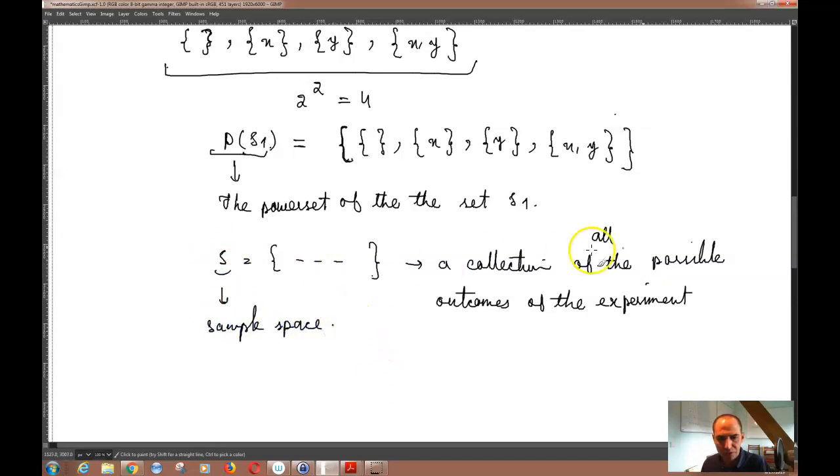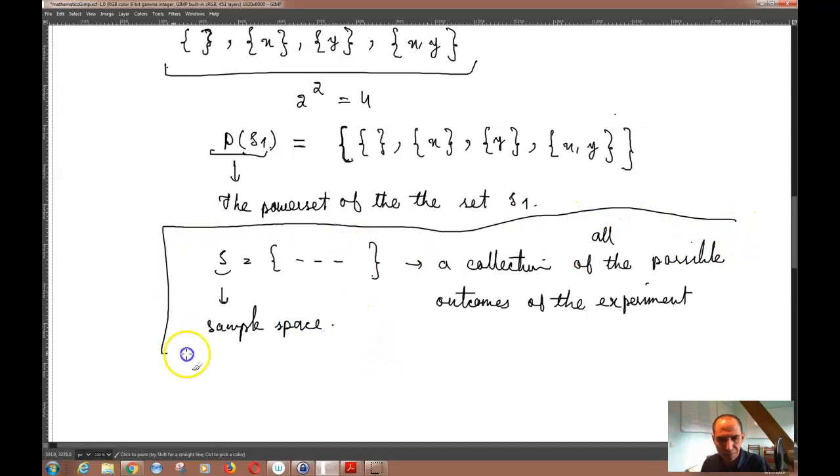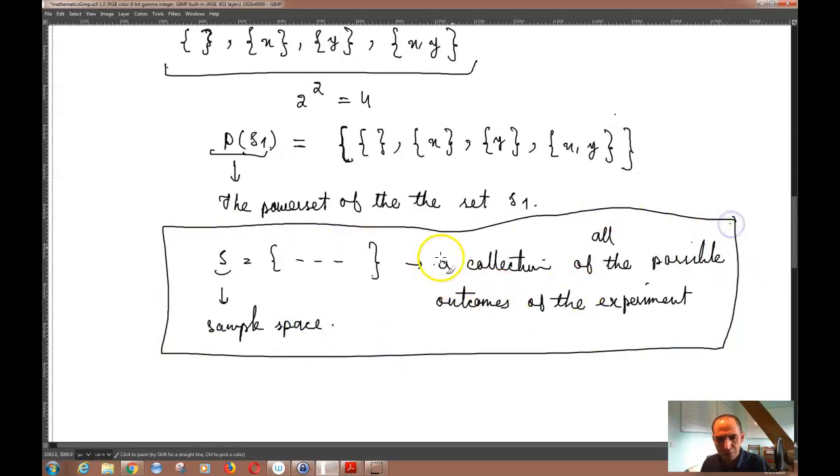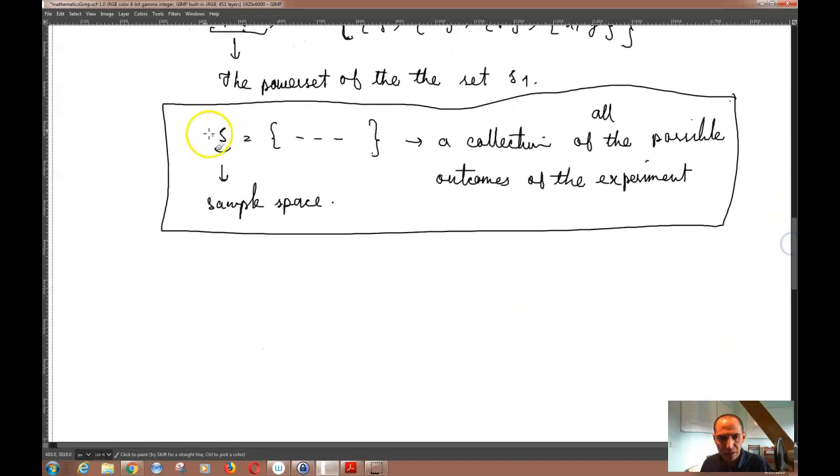Now, since you have your sample space in this way, if you rewrite the power set of S, you would get P of S, and of course you would get some set over here including some other sets, and so on and so forth. That would be the power set of S.